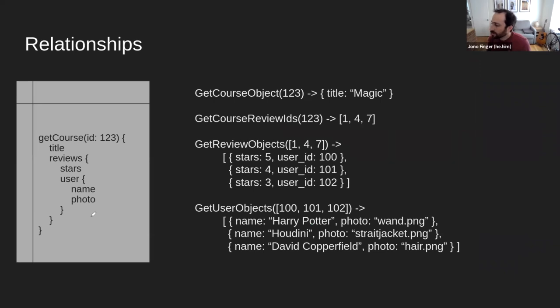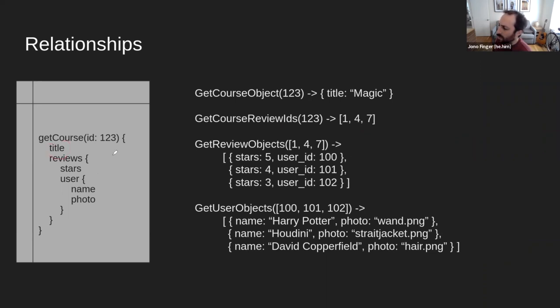Okay, let's look at how these resolver relationships work. So in practice, here's what the requests are going to look like that come out of the GraphQL server. First, we want to get the course object, which is a single request. And that's just going to fetch us this node. It's going to fetch us the content.